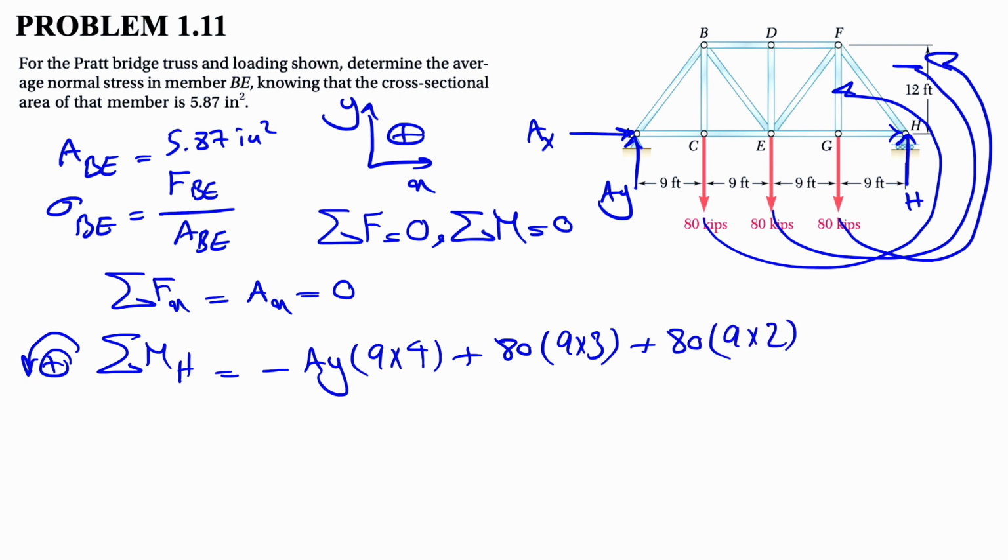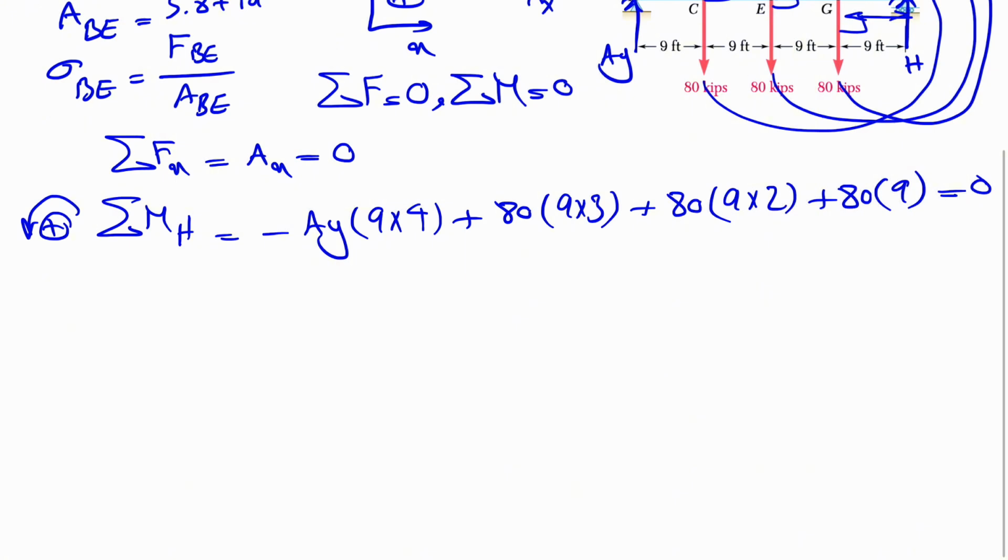We also have the force at point E, where the distance is 9 times 2. By the way, we are using the 2D shortcut for finding the moment in 2D, where we need to have all the forces in the X and Y directions. As we can see, all the forces are in the Y direction, and we use the vertical distance from the line of action to the point that we are trying to find the moment about, which is point H. These are all the vertical distances that I'm talking about. And the last one, 80, is applied at point G, so 80 times 9. This will be equal to 0, and from here we can find the only unknown, which is AY, and we're going to get 120 kips at point A.